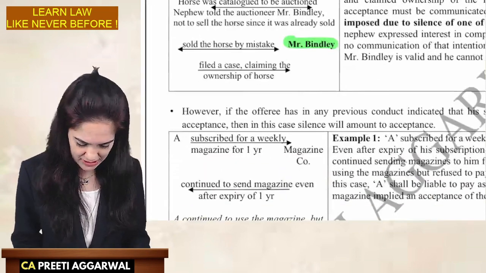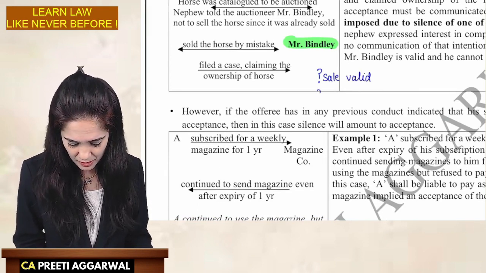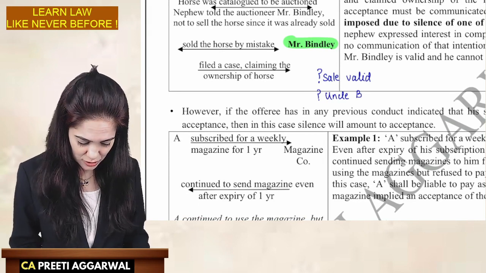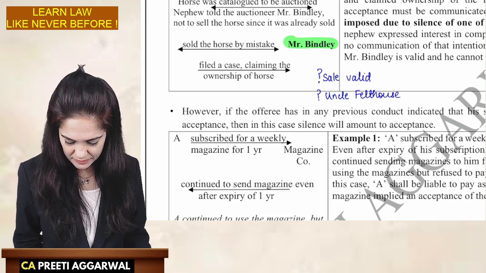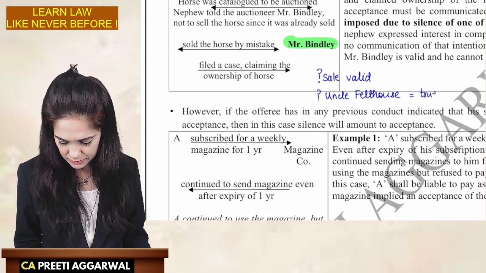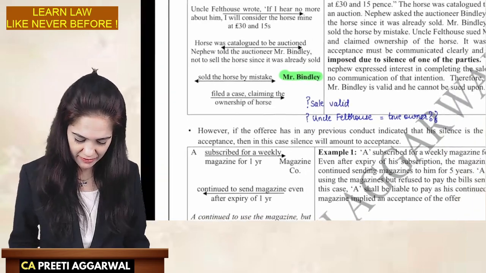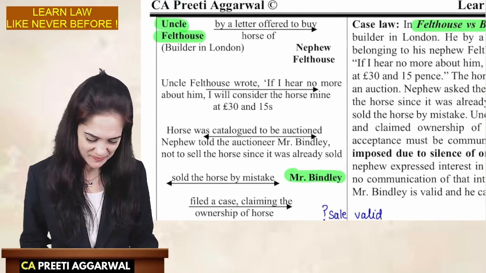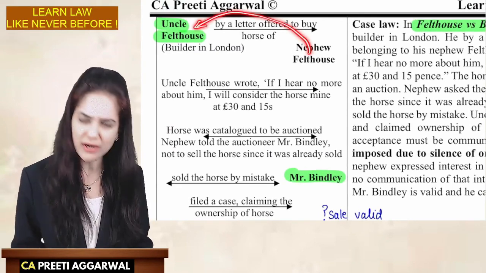My question is, is the sale valid, or is Uncle Feldhaus truly the owner and the sale is not valid? Is Uncle Feldhaus truly the owner? Answer these questions. Is the sale valid? And is Uncle Feldhaus the owner? There are two questions. Did the nephew communicate his acceptance to the uncle?